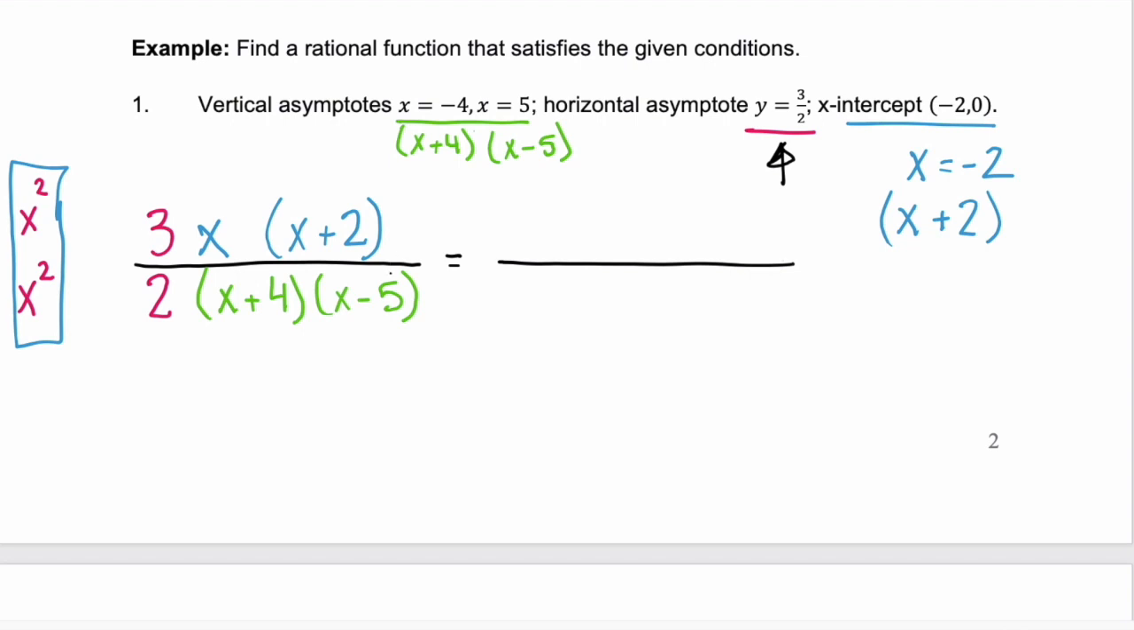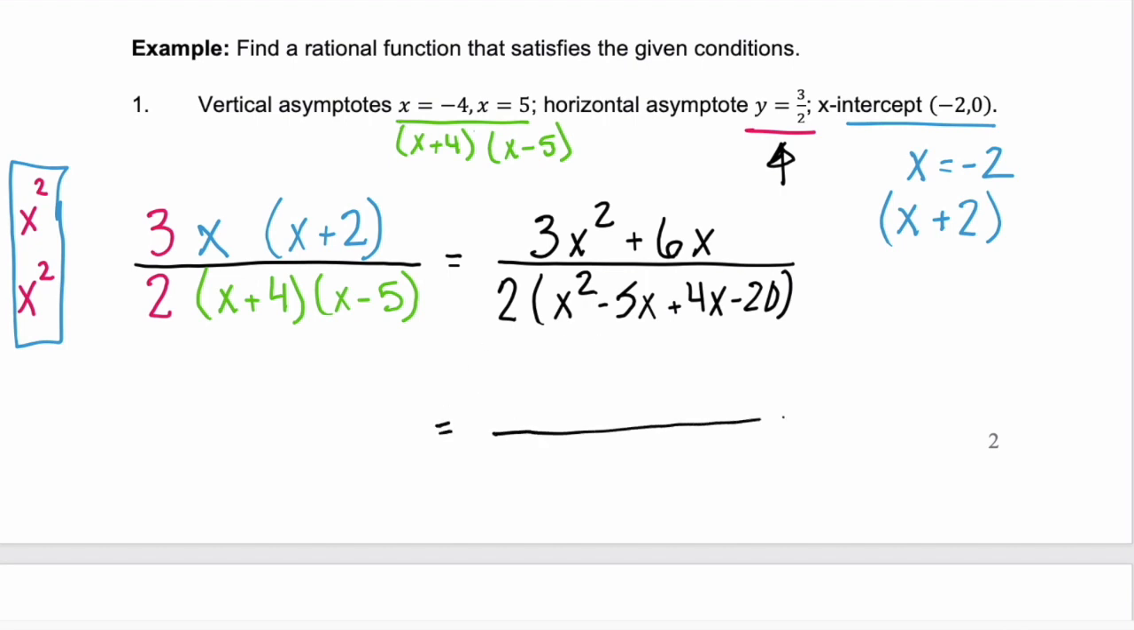Now this satisfies everything, we just have to expand it. So expanding the numerator, we're going to distribute the 3x and we get 3x squared plus 6x. And in the denominator, we're going to have 2 times, we need to FOIL these two binomials. That is x squared minus 5x plus 4x minus 20. And we're going to simplify and multiply by 2. And we'll keep the numerator. So our denominator is going to simplify to 2x squared minus 2x minus 40.